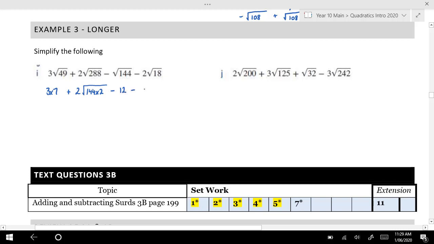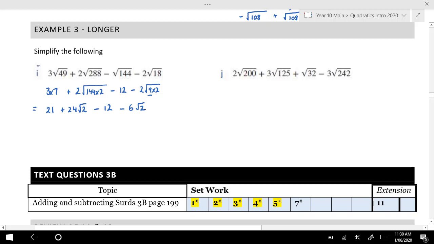And let's do 2 square root of 18. The biggest perfect square which goes into that is 9, so 9 times 2. Okay, so let's simplify this out a little bit. 3 times 7 is 21. The square root of 144 is 12, so that has to come outside. 12 times 2 is 24, so that's the same as 24 root 2. And then over here minus 12. And, of course, the square root of 9 is 3. 3 comes out the front, so it'll be minus 2 times 3, which is minus 6 root 2.